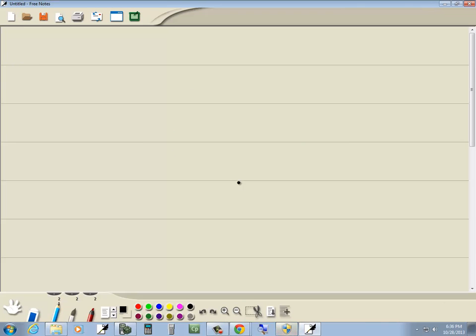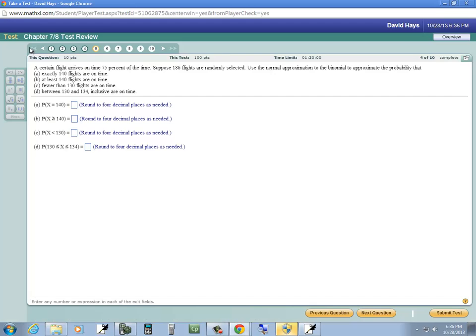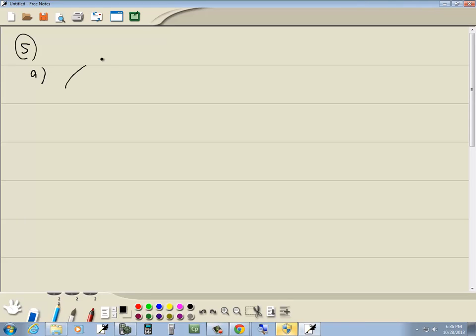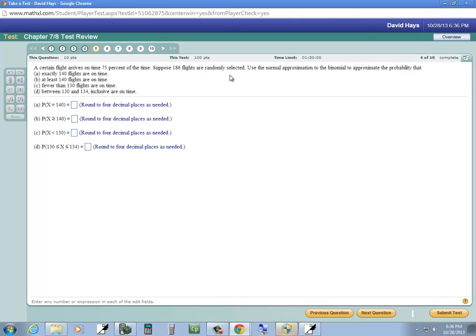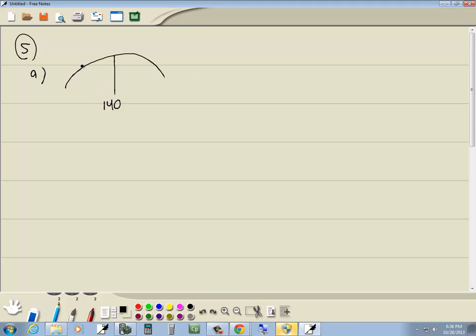Let's take a look at number 5. A certain flight arrives on time 75% of the time. Suppose 186 flights are randomly selected. Use a normal approximation of the binomial to approximate the probability of exactly 140 flights. Exactly 140. Well, here's 140. When we're talking about the normal approximation of the binomial, then you have to do the 0.5 correction. When it's exactly one value, you subtract 0.5 and you add 0.5.